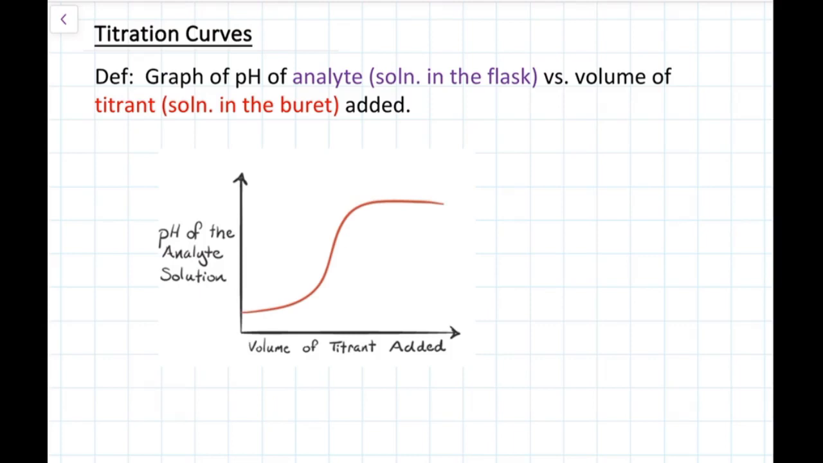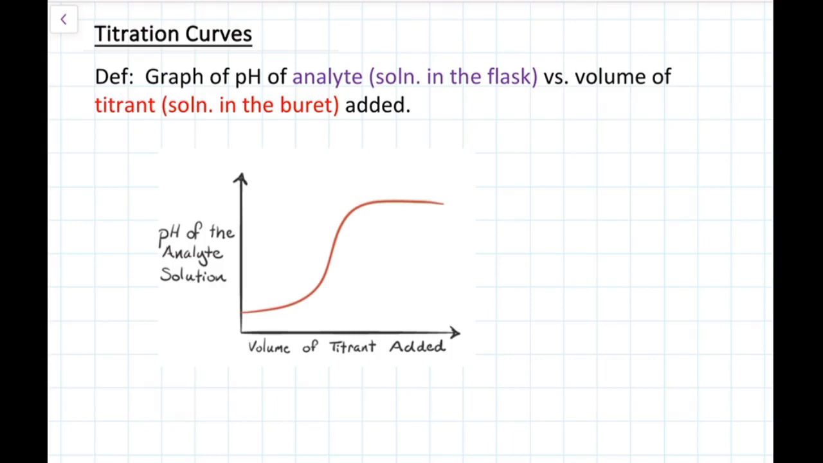It's just a graph of pH along the y-axis, of the analyte, which is just another way of saying the stuff that you start off with in the flask. But that's a word that you need to know, just kind of a vocab word. But the analyte is the thing that we're trying to analyze. So it's the thing that we don't know the molarity of, and it's usually the thing that's in the flask.